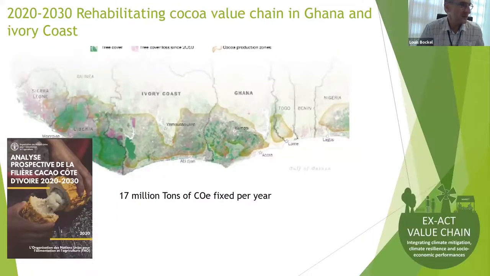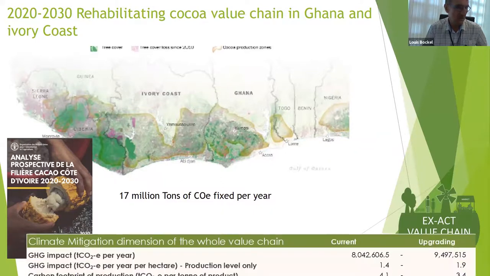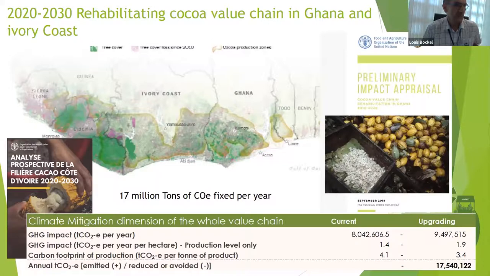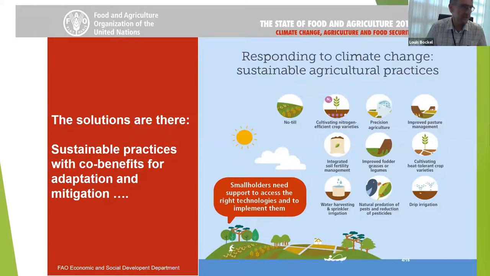Another example is the rehabilitation of the cocoa value chain in Ghana and Ivory Coast, with very ambitious planning between 2020 and 2030. Here we have analyzed for both countries what could be the mitigation potential of this strategy, which is very costly in fact. We arrive at about 17 million tons of CO2 fixed per year if we combine the strategies of Ivory Coast and Ghana. Just for Ghana, it's about $900 million that are going to be invested in the coming years. So all this is to say that we have a series of solutions with sustainable practices, with co-benefits for adaptation and mitigation.